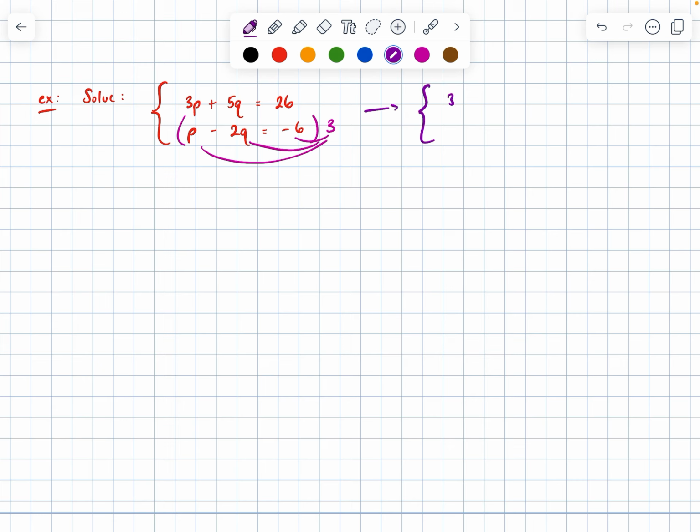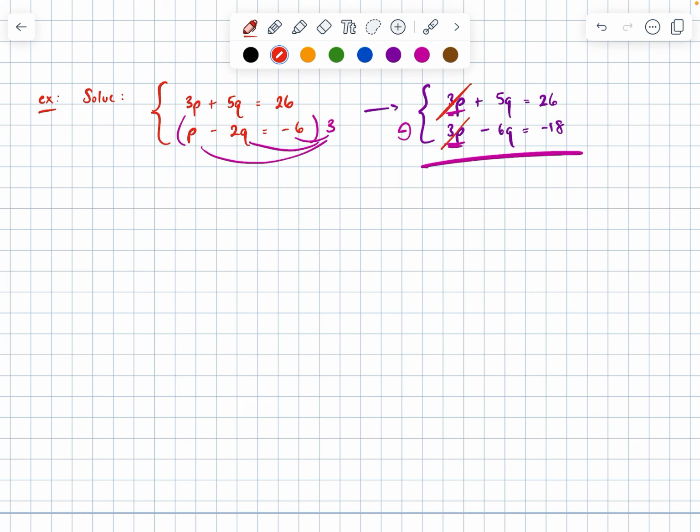Doing so, my new system of equations becomes 3p plus 5q equals 26 on the top. 3 times p gives me the 3p that I want. 3 times negative 2q gives me negative 6q. And finally, 3 times negative 6 gives me negative 18. I have 3p and 3p that I can eliminate. Because they have the same sign, I know that I want to subtract the two of them to get them to undo each other. 3p minus 3p, that's 0.